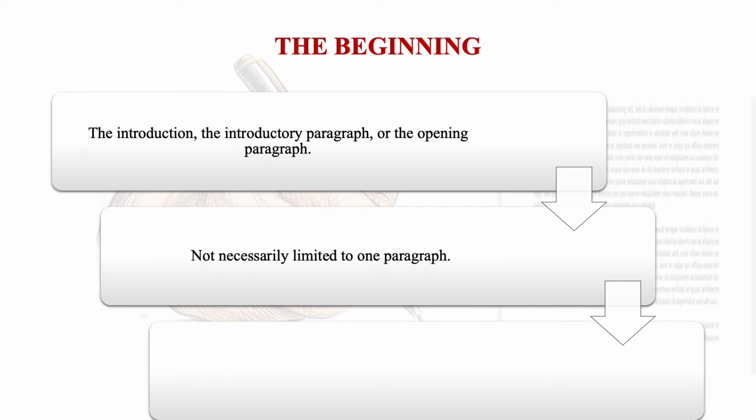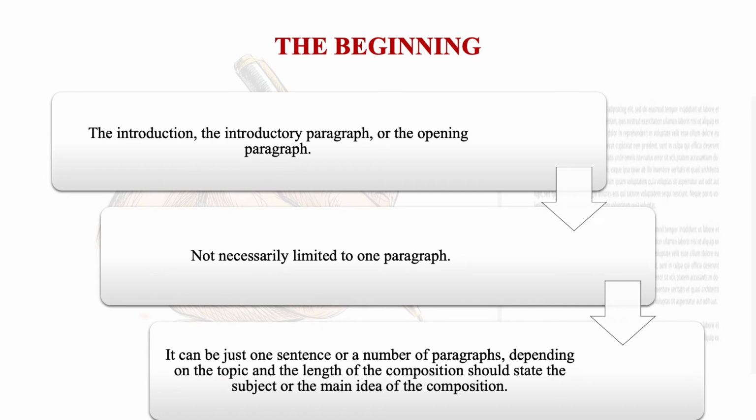However, it's not necessary that the beginning part is related to one paragraph only. The beginning part could be one sentence or even a number of paragraphs. It depends on the topic and the length of the composition. What is the length of your article or composition? What is the length of your paragraph? Supposing you are writing a paragraph, it depends on how many paragraphs you're writing. If you're writing only one paragraph, then obviously the beginning part could be 1-2 sentences. That's it. It depends on the topic and the length of the composition.